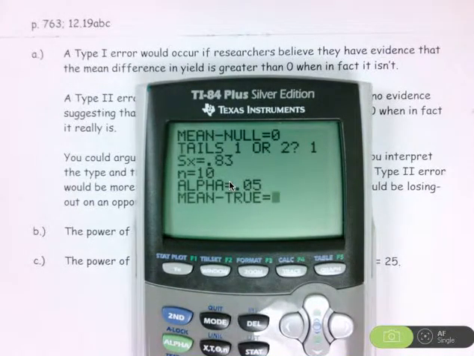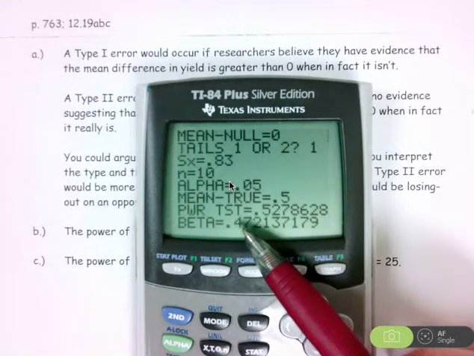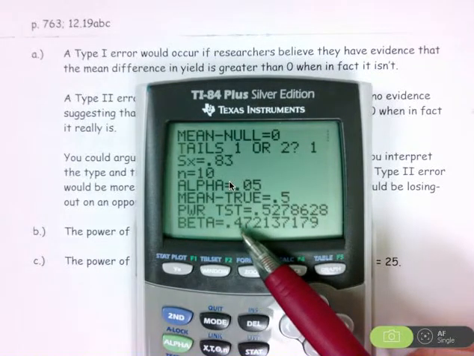That's what was specified. The true value that we want to make sure we have enough power to detect, the true difference larger than 0 that we would really care about, is half of a pound per plant. So that's the value of the alternative that I want to make sure I am able to detect. I'll put that in as the true value. Pressing enter, there's the power of the test, 0.53. Remember that 1 minus the power of the test is the likelihood of a type 2 error, 0.47.